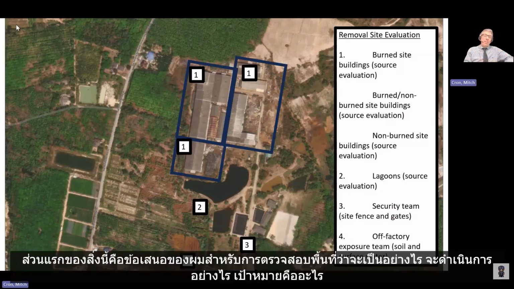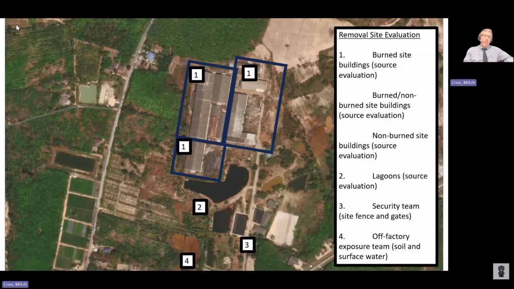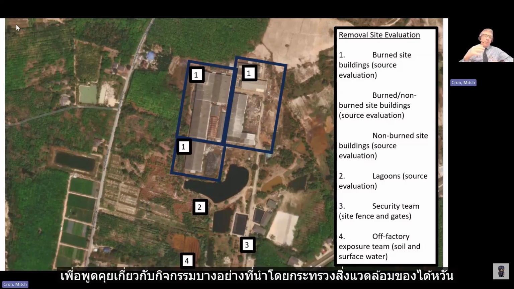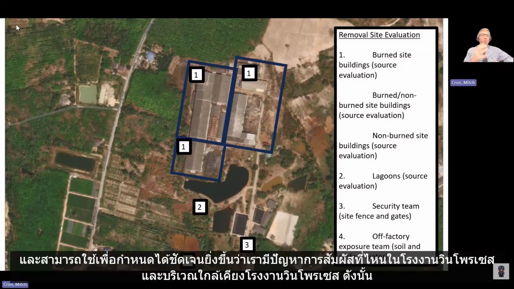So the first piece of this is my proposal for what a site inspection would look like, how it would be performed, what the goals would be. And the second piece is a group discussion to talk about certain activities being led by the Taiwan Ministry of the Environment and how those surface water and soil sampling and screening activities can be incorporated into the conceptual site model and can be used to better define where we have exposure problems on the Win Process site and near the Win Process site.